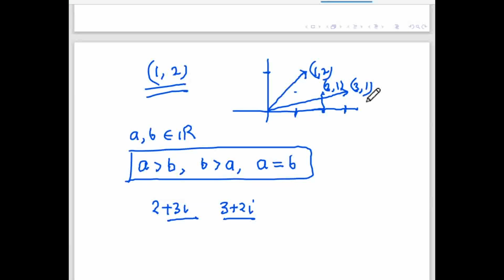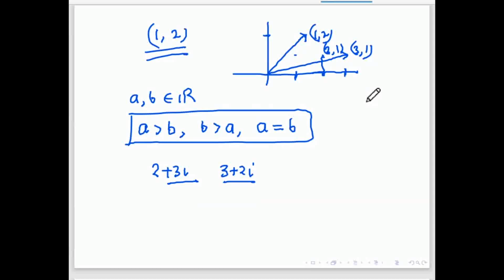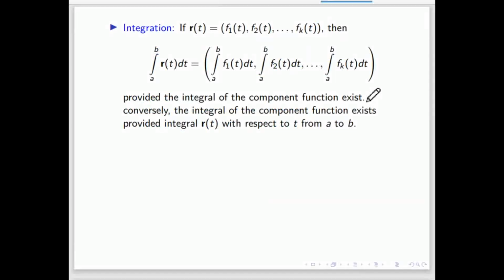Now we will move to integration. I am not defining the integration, what the proper definition is, like in the Riemann sense. I am just directly giving the result. This is not the definition of integration of a vector. If you have a vector valued function, just integrate component-wise and then you will get the value of the integration of the vector valued function.